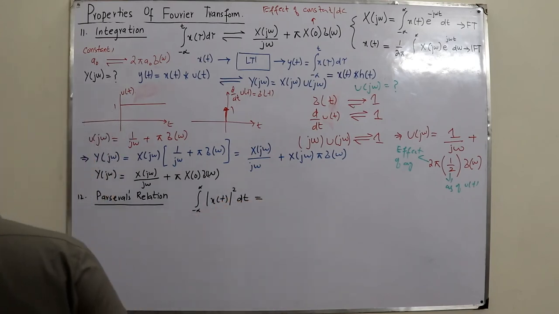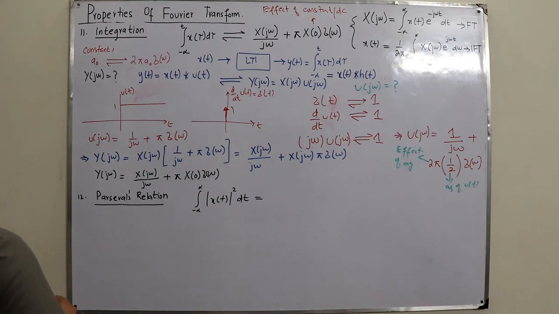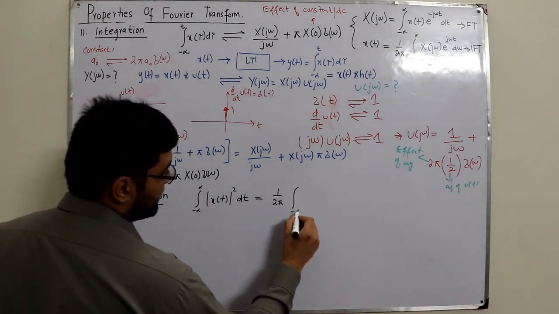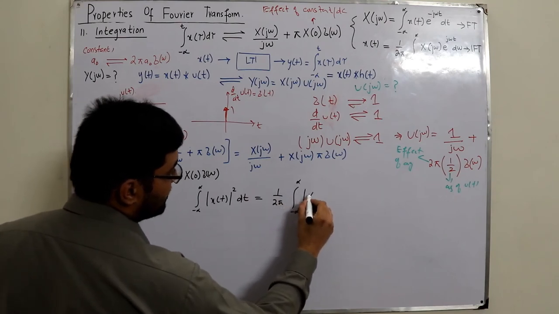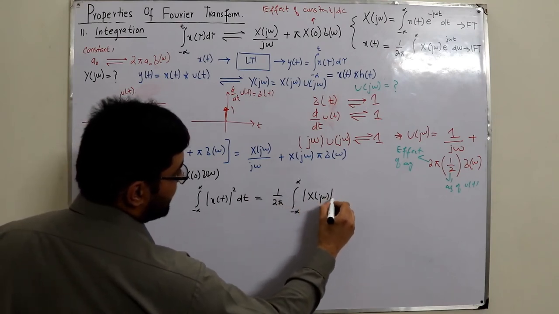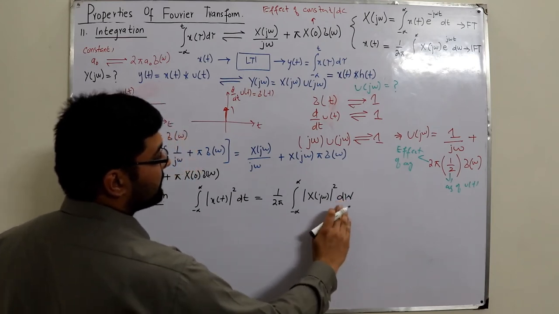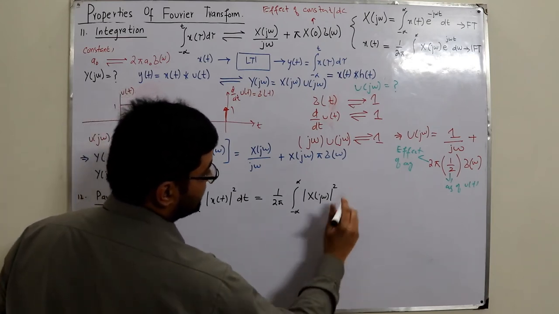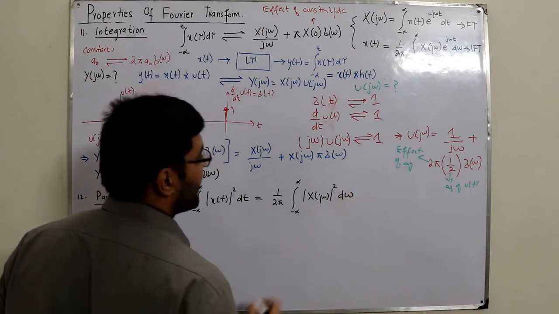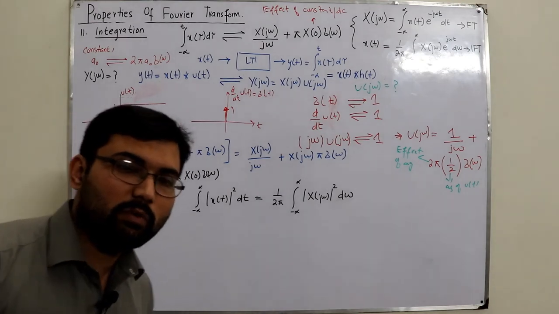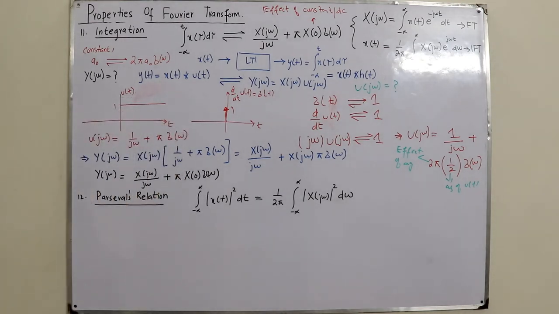This is equal to 1 upon 2 pi, and the integration from negative infinity to positive infinity of the absolute of X of j omega whole squared d omega. This is not a w, I've written it wrong, but let me correct it. This is d omega. This is what the Parseval's relation says. Can you prove it by yourself or not? Anyways, let me prove it for you guys.